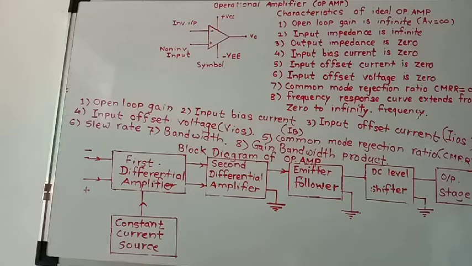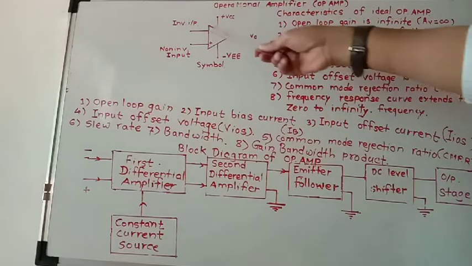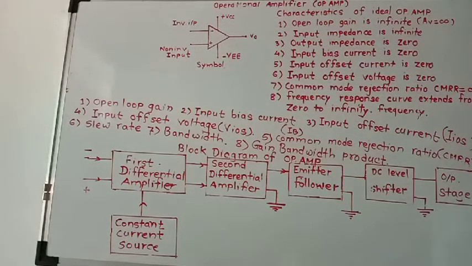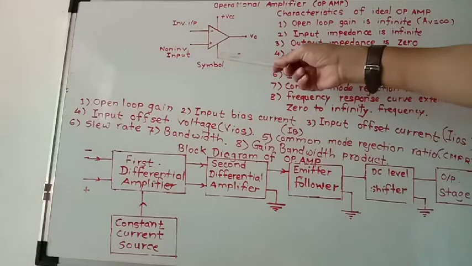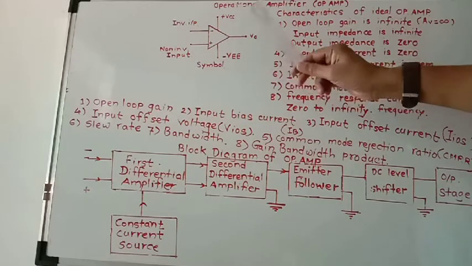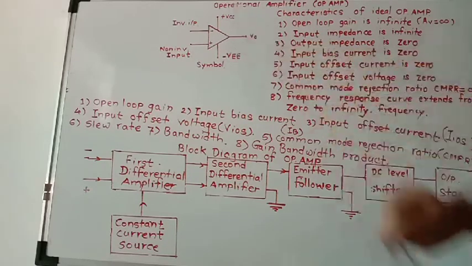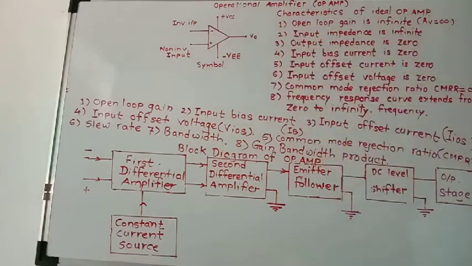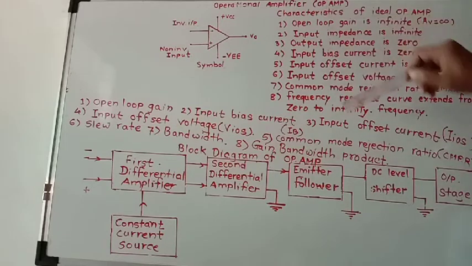So in IC741, pin number 1 is for offset null, pin number 2 is for inverting input, pin number 3 is for non-inverting input, pin number 4 is for minus VCC, pin number 5 is for offset null, pin number 6 is for output, pin number 7 is for plus VCC. Now we will first see these major parameters or major characteristics.